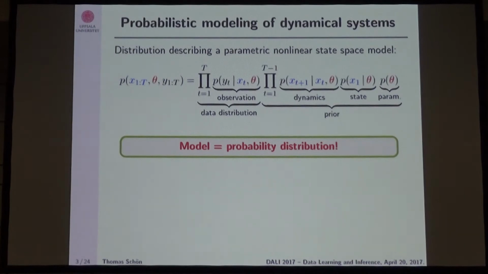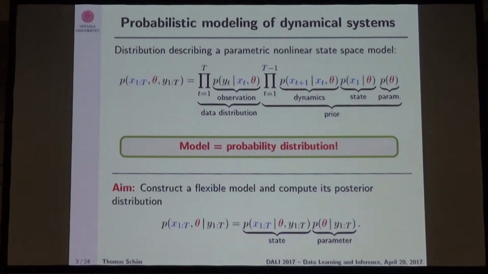When I talk about the model here, I mean probability distributions. We express everything in terms of probability distributions. And again, the aim here is to build a flexible model and to compute the posterior distribution of that flexible model that is capable of describing any nonlinear dynamical system. That's a fairly big goal, I would say. But I'll show you one, as far as I think, a fairly practical way of doing this.